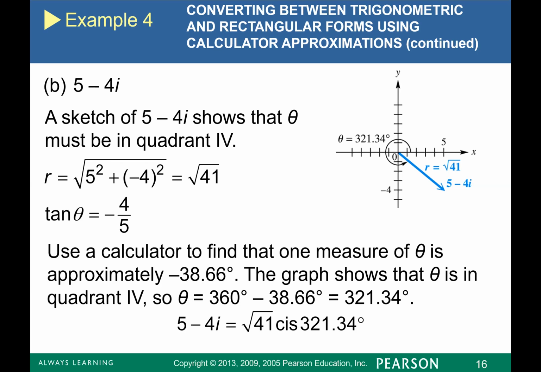So I wrote the square root of 41 times the quantity cosine of 321.34 degrees plus I sine of 321.34 degrees, which is the same thing as square root of 41 CIS 321.34 degrees. Yep. Okay.